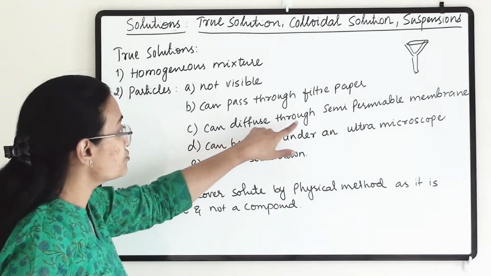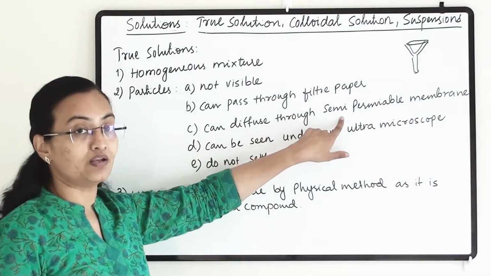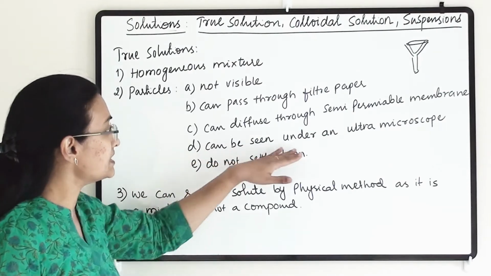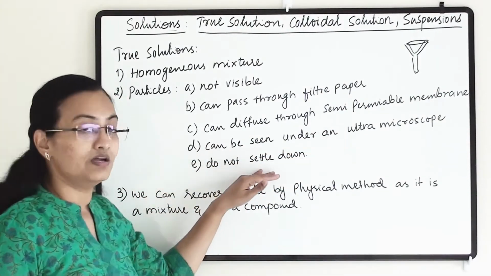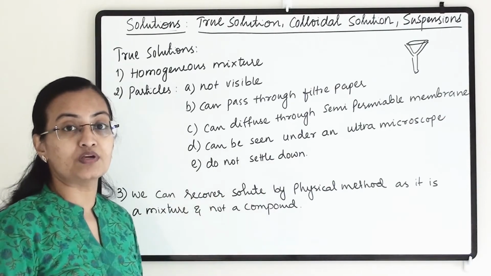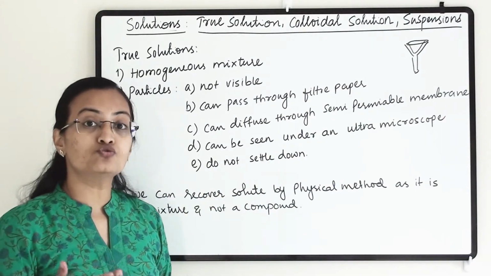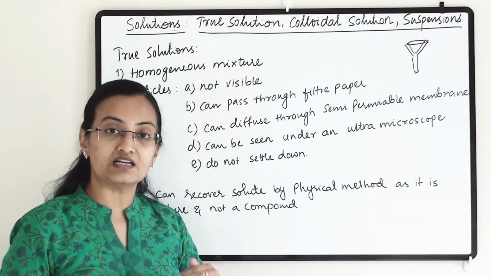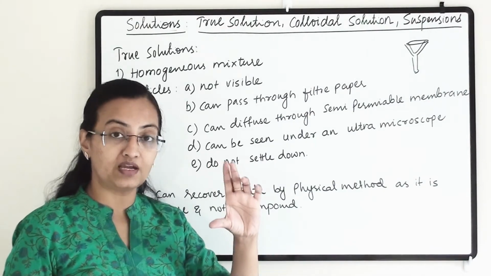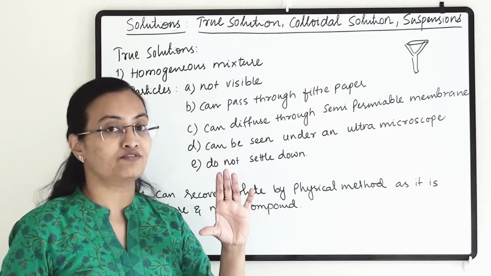It can diffuse through a semi-permeable membrane also. It can be seen under an ultramicroscope, and it should not settle down. Settle down means, when we add sand into water, after some time, because the sand is heavy, it will settle down and the top of the liquid, that is water, will get cleared after some time.